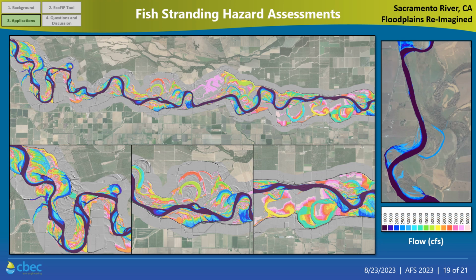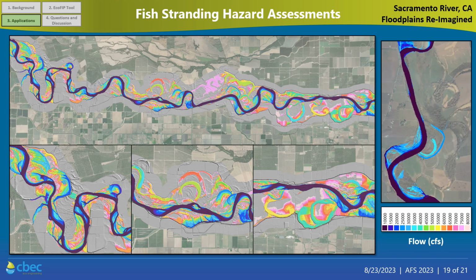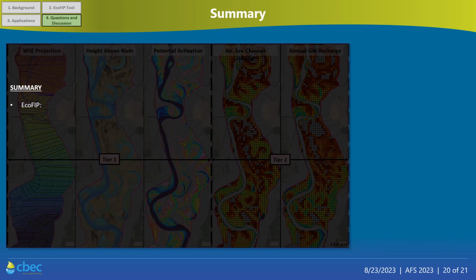And we're trying to look at if there's a pulse flow that comes through this area and you get up to 80,000 CFS or more that activates these floodplain areas, what are going to be the areas that become disconnected and potential stranding hazards on the descending limb of this hydrograph? And how do we prioritize which of those stranding hazards to try to reconnect to the river to ensure volitional passage of these outmigrating salmonids?